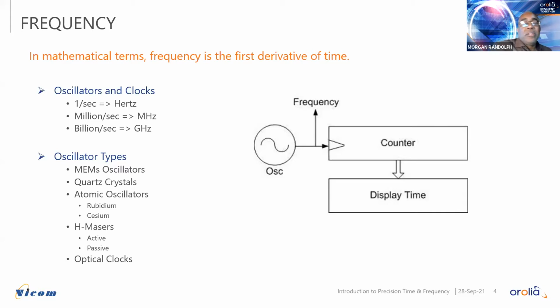As you can see here, the oscillator is providing the oscillation. The oscillations go into the counter, which displays the time, and you have your frequency output from the oscillator.